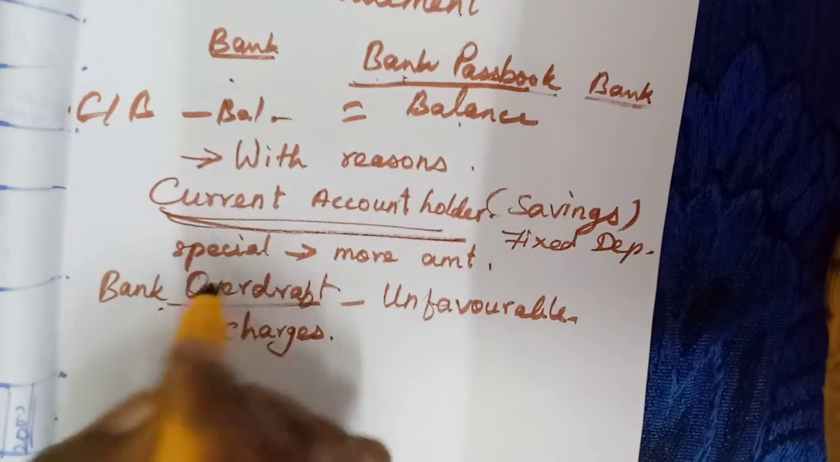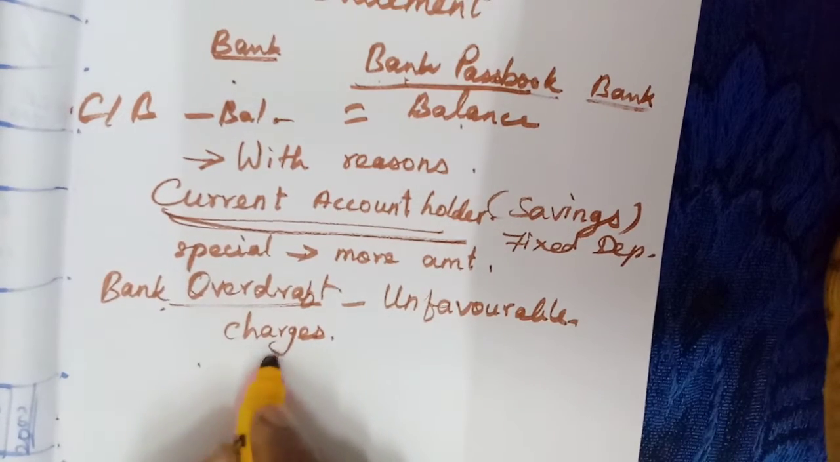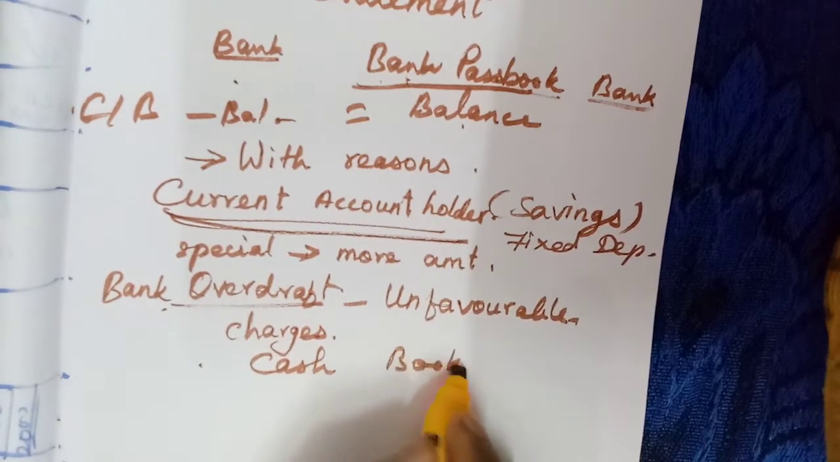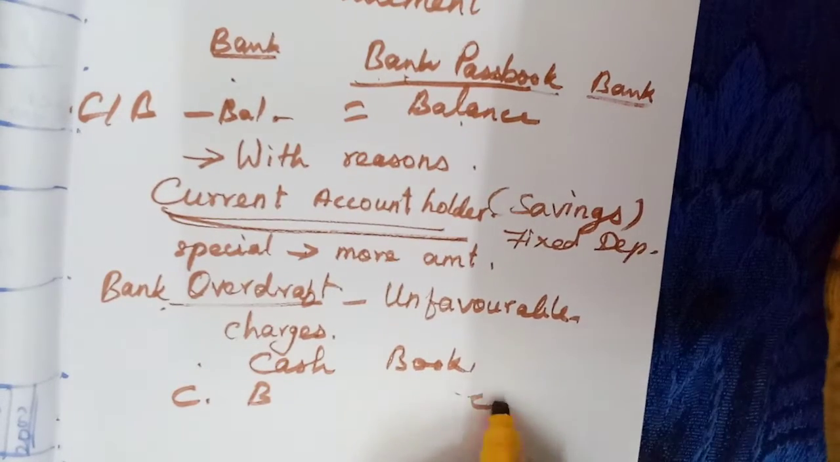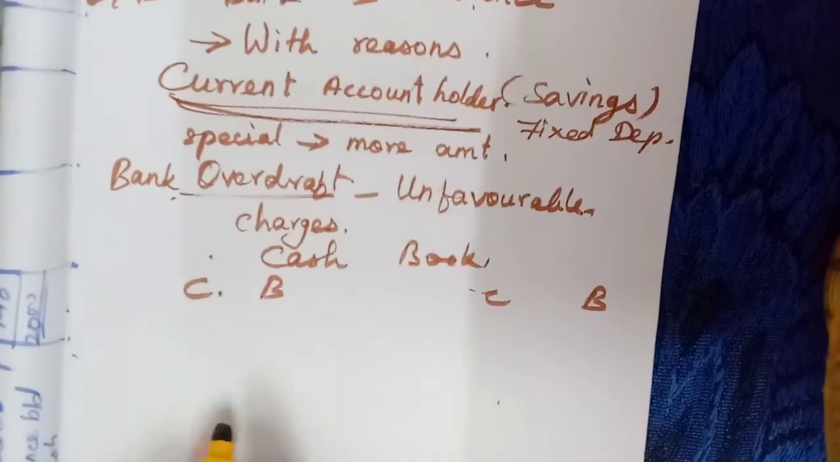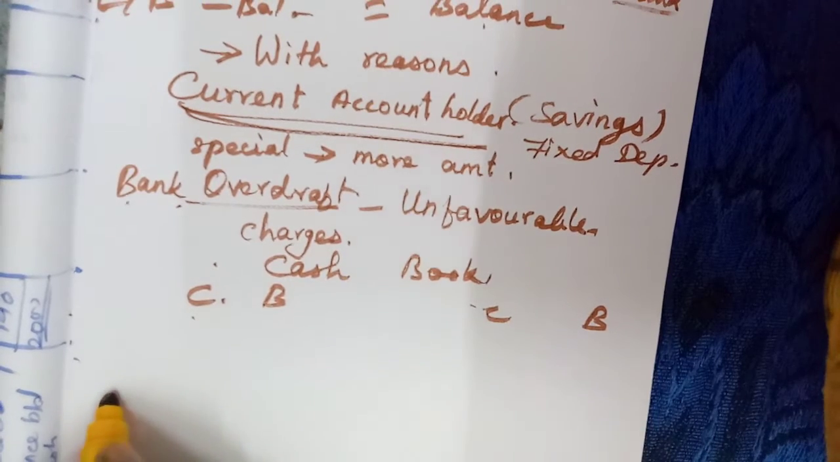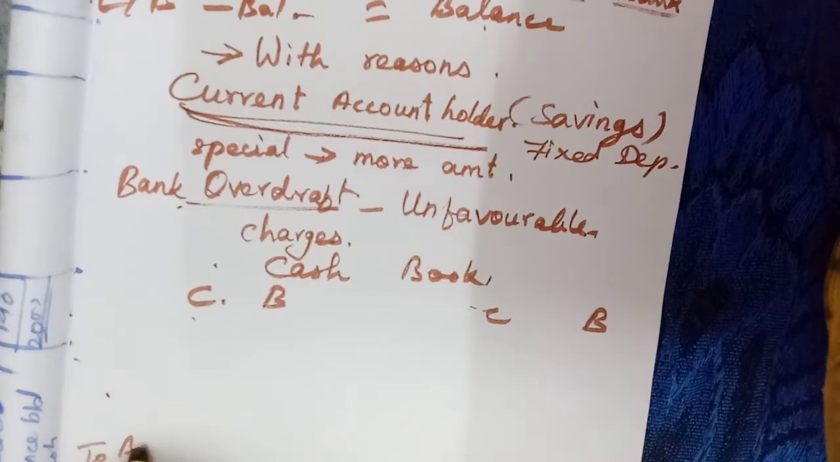Here again we need to know one more thing. In the cash book we have a two column cash book, a triple column cash book, isn't it? Cash column and bank column. Here also cash and bank. We know this cash column always has a debit balance. That means balance brought down.